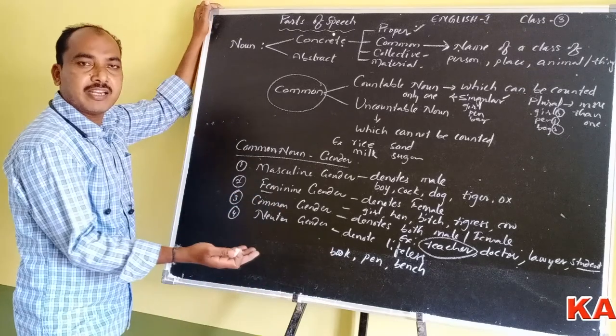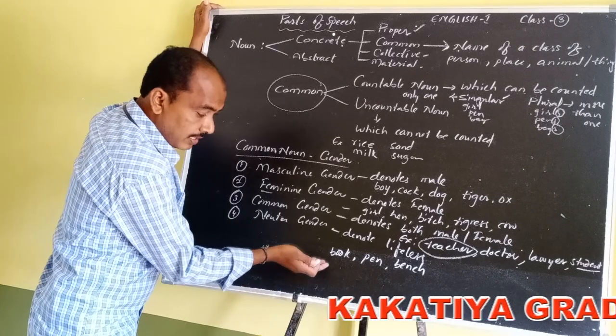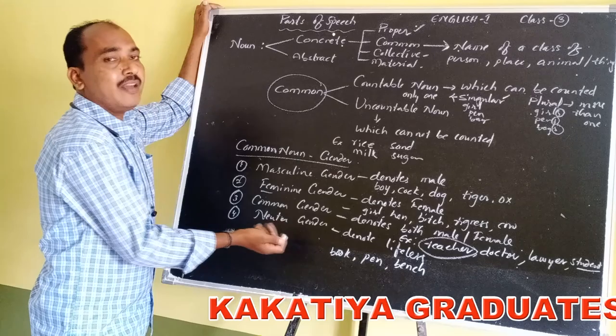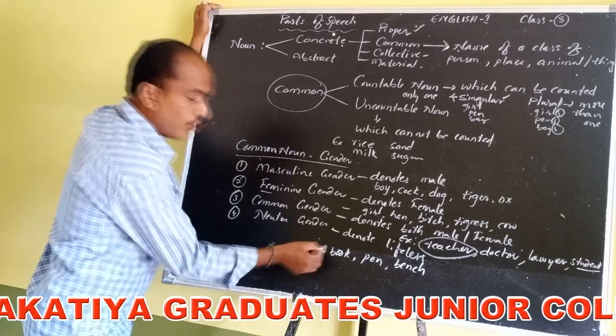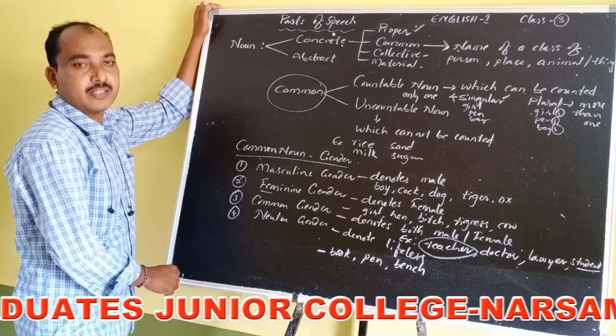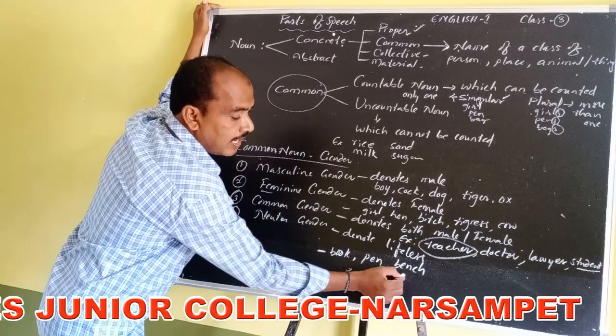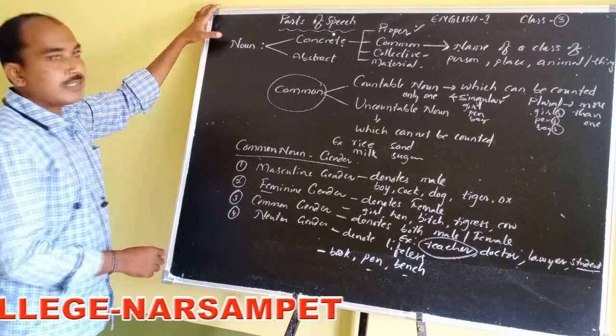That's why the remaining one is neuter. Neither male nor female. They don't have any life. They are lifeless objects. So book is not related to male or female, that's why it is called neuter gender. Pen is also neuter, as well as bench is also neuter. Now, with this, noun is completed.